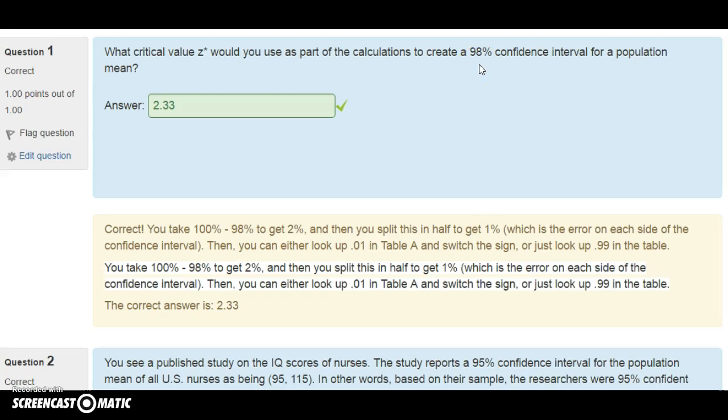Okay, a 95% confidence interval has a critical value, a z-star, of 1.96. However, we may occasionally want to know different percent confidence intervals. And so in this case, we want 98% in the middle, which means there's 2% out in the tails of the distribution. That's 1% on the left, 1% on the right.